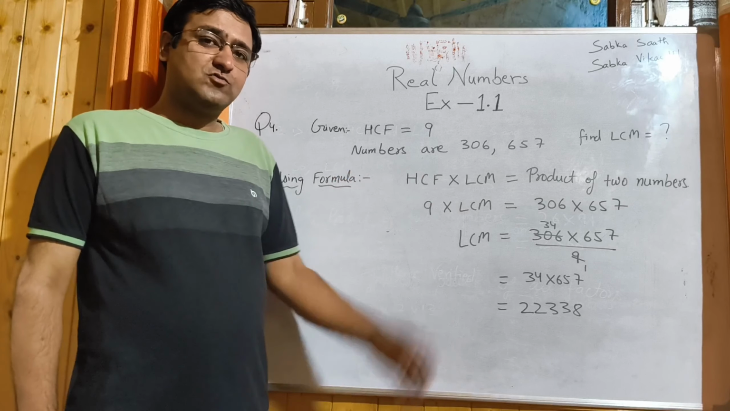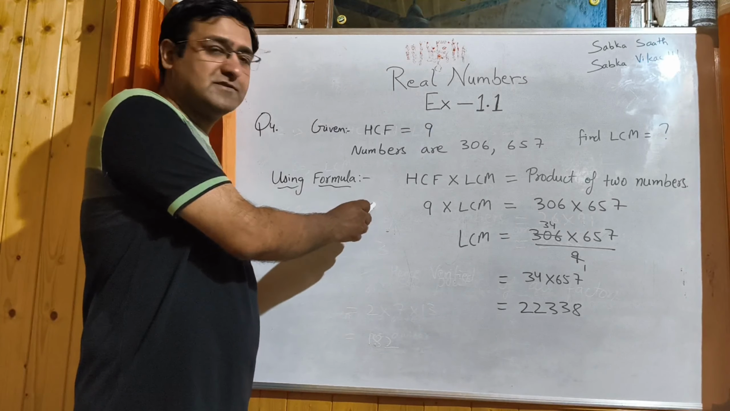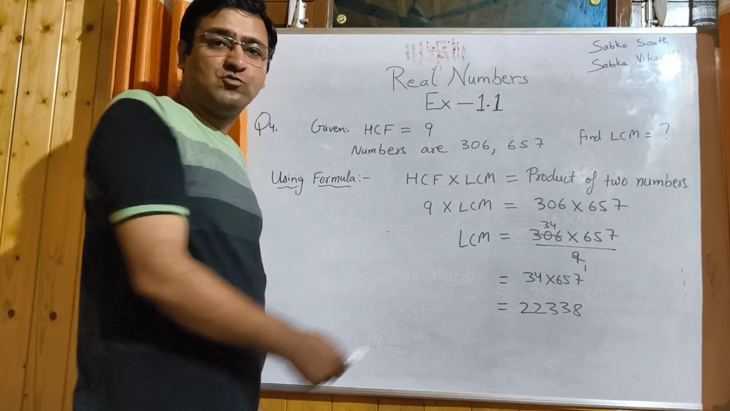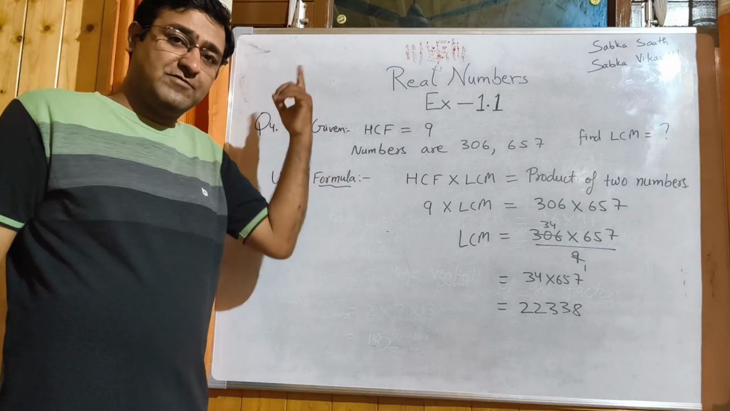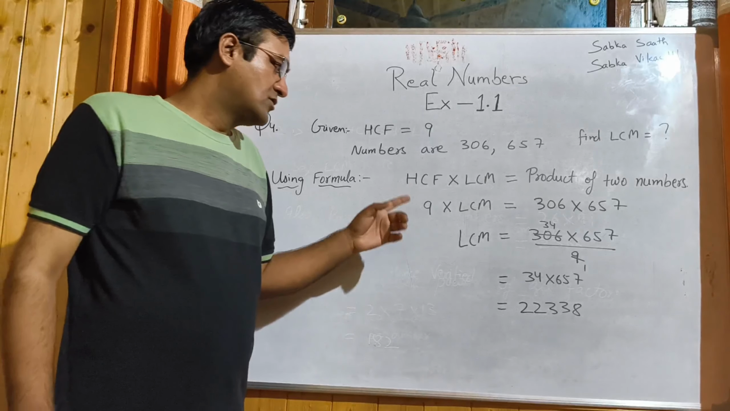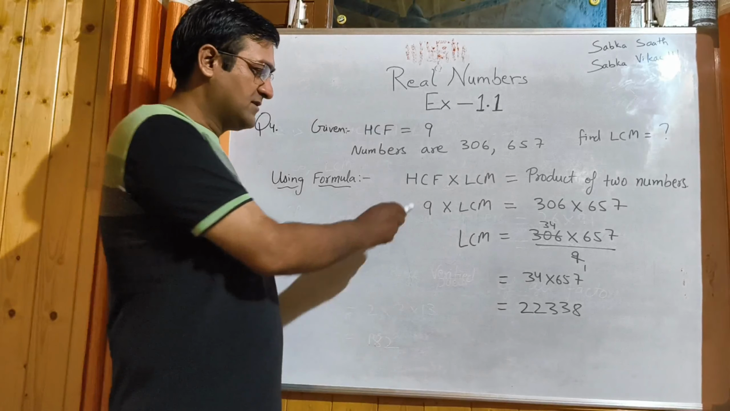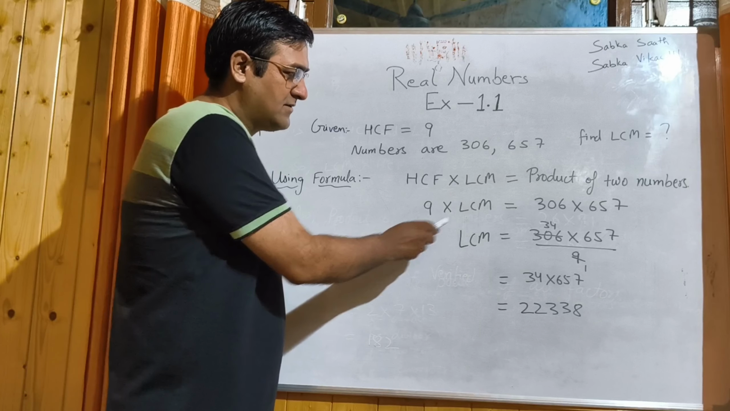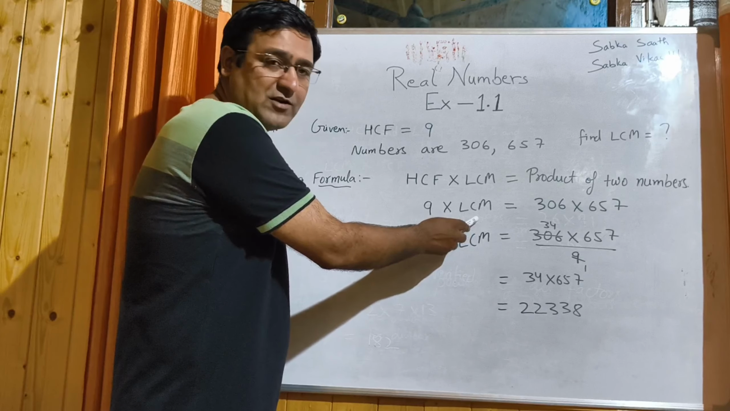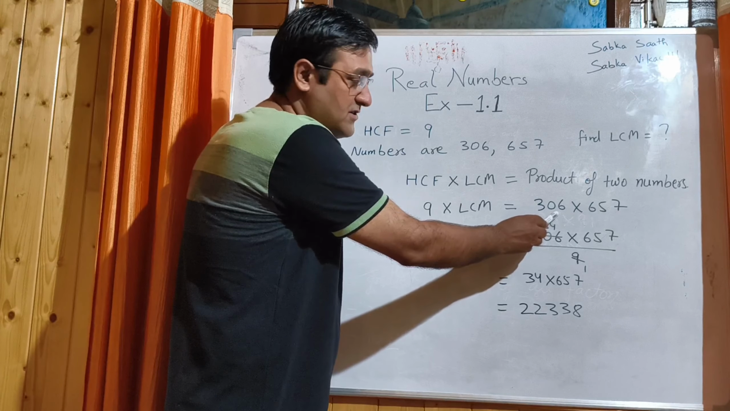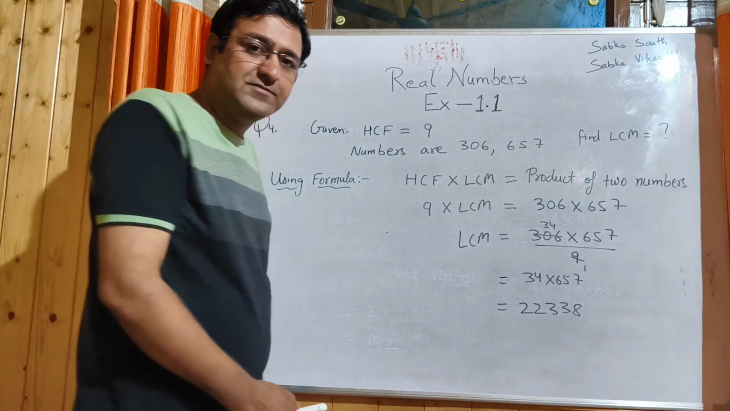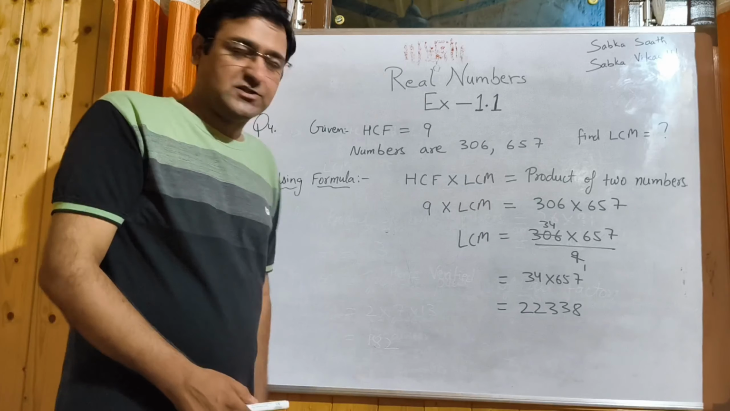So in order to solve this question, we are going to use a formula which is HCF into LCM equals product of two numbers. This is the same formula that we have verified in the previous question. So we'll just substitute the values here. Instead of HCF, we are substituting 9. LCM we have to find, so we are going to leave it as it is. Product of two numbers, we are writing the numbers 306 into 657 because product means multiplication.